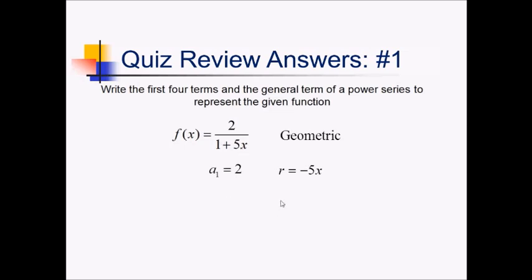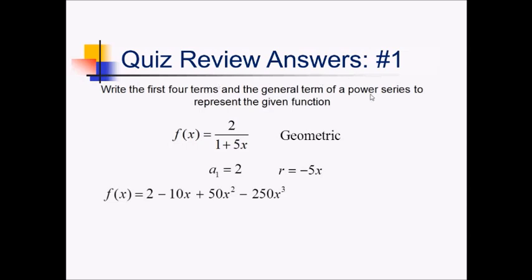And now to write the series out, we just start with A1, 2 namely, and then just keep multiplying by negative 5x. So our next term is 2 times negative 5x, which is negative 10x. And then we have negative 10x times another negative 5x, giving us 50x squared. Multiply that by negative 5x again, we've got negative 250x cubed. And we've got the first four terms now.